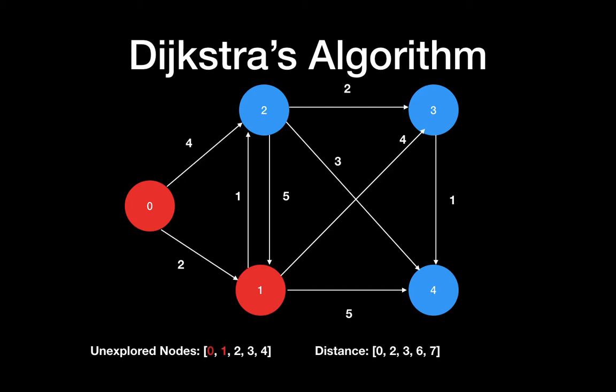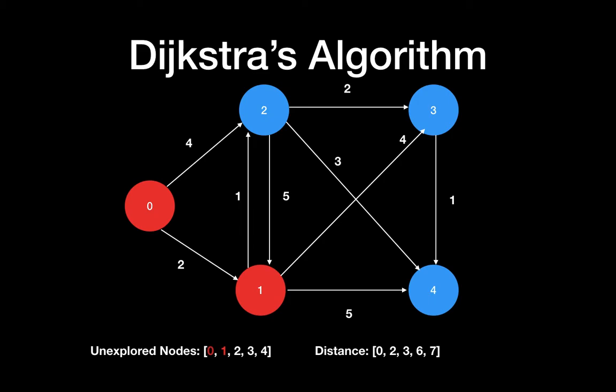I'm now going to look at all the vertices which are directly reachable from node 1. Using node 1, I can reach node 2. So in our distance vector, I will go ahead and update the distance to reach 2. The distance to reach 1 is 2, and the edge to 2 costs 1, so at index 2 I will use 3.